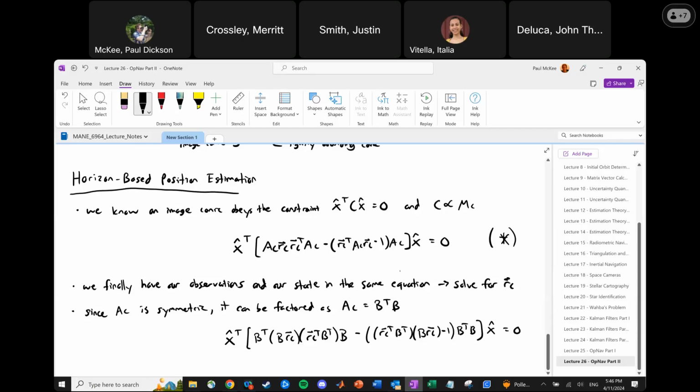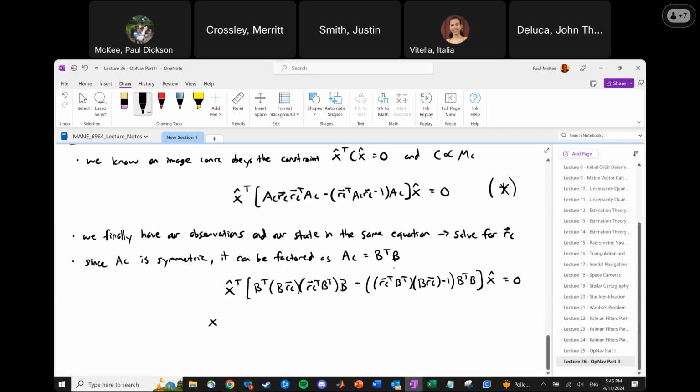Okay, and we can actually factor this even a little bit further. This is really saying that X transpose B transpose, and then we've got BRC transpose minus BRC transpose BRC minus 1 times the identity matrix, BX is equal to 0. All we're doing is playing around with matrix math. Now, we still don't fully understand what B is. We're going to find that out in a minute. But we can see that this is starting to take this new shape, which I think is kind of neat.